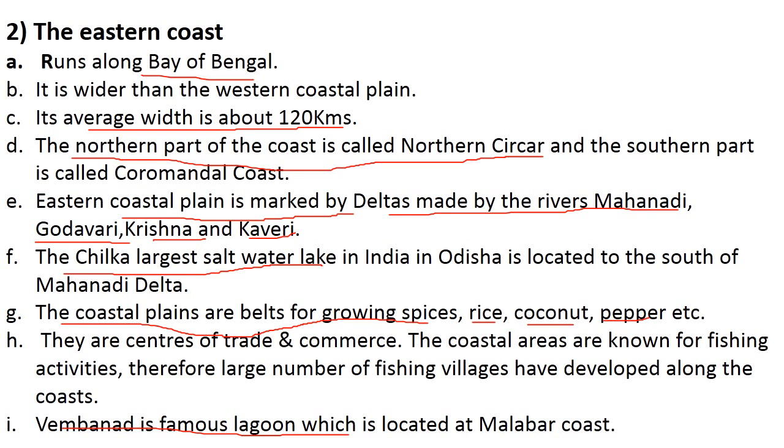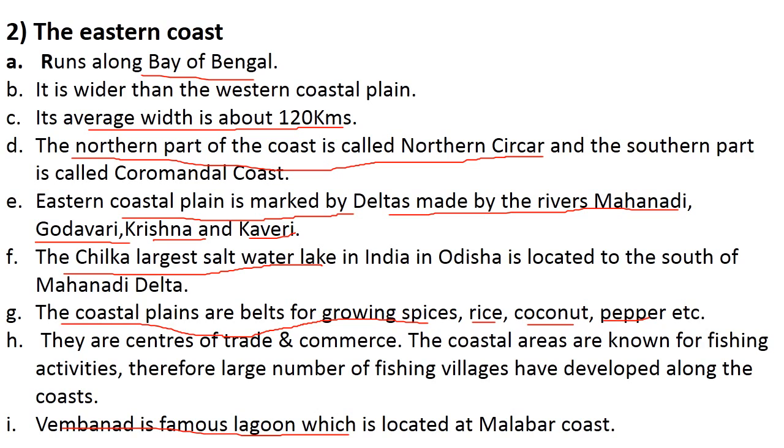Then the eastern coast runs along the Bay of Bengal, meaning the eastern part of India. This coast is parallel, and it is wider than the western coastal plain. Its average width is about 120 km. The northern part of the coast is called Northern Circars, and the southern part is called the Coromandel coast.